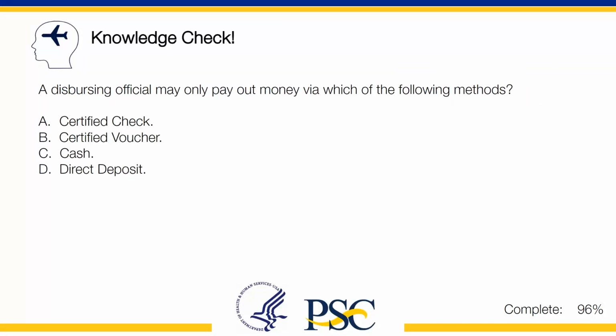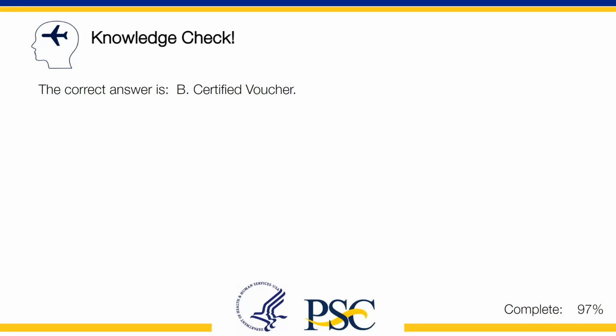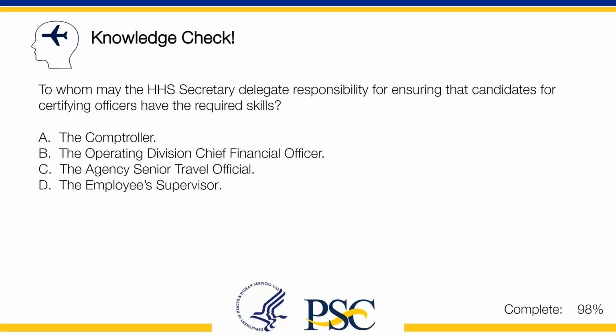A disbursing official may only pay out money via which of the following methods? A. Certified check. B. Certified voucher. C. Cash. D. Direct deposit. Click pause, consider your response, and resume the video to learn the correct answer. The correct answer is B. Certified voucher.